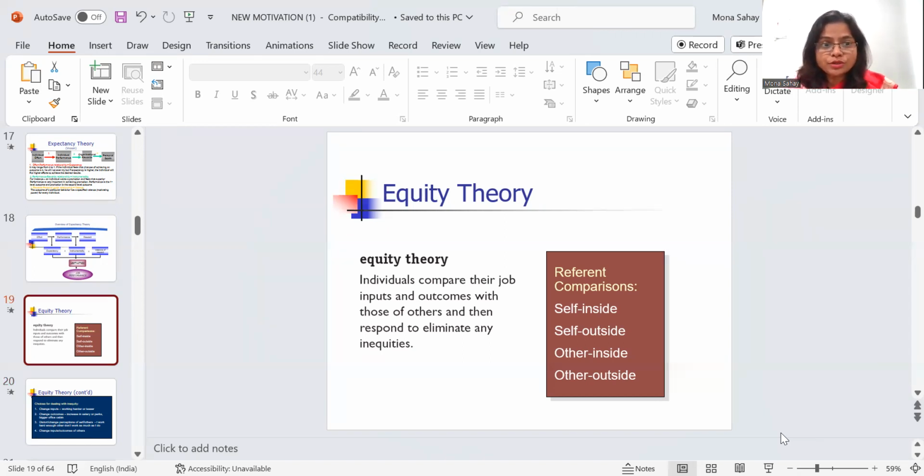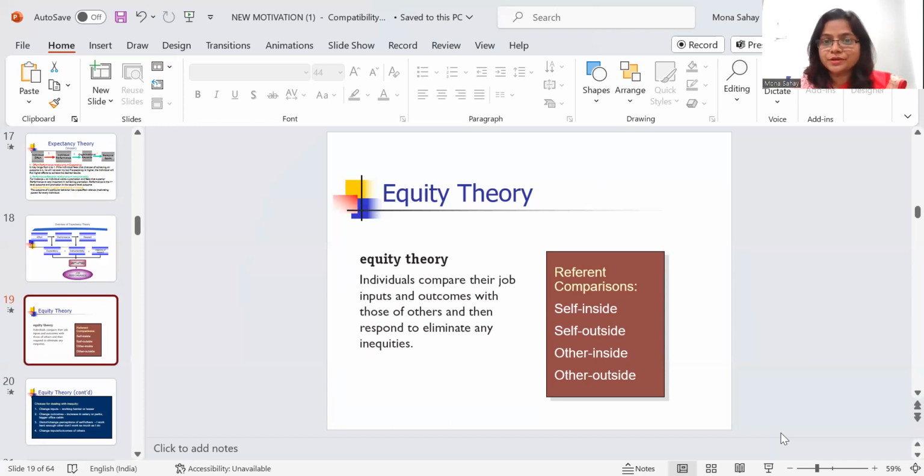When we are talking about self outside, what does this mean? That the person is comparing himself or herself with working outside the organization. For example, a person might have worked in some earlier organization and might have had a different pay package, a different status in the organization, and these things. So there will be a comparison of working in that very organization vis-a-vis working somewhere else, that is, in some other organization.